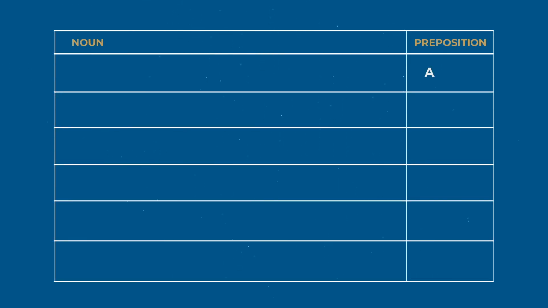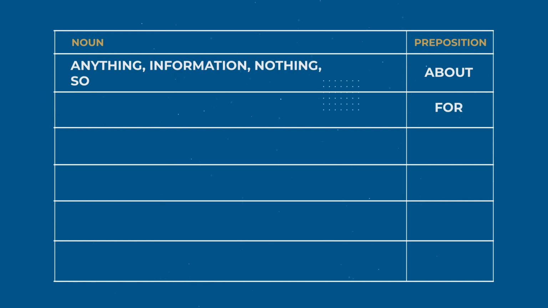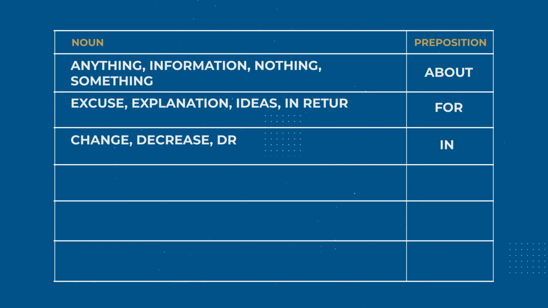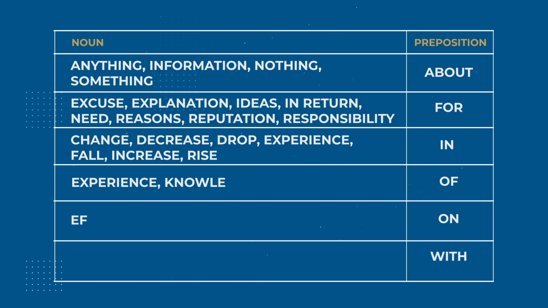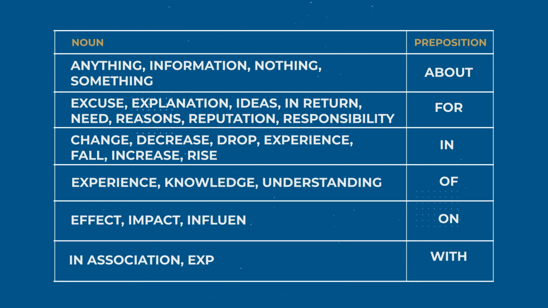Now, we also have nouns which form a group or which collocate with particular prepositions. So, nouns like anything, nothing or something always go with about. Tell me anything about the course. I have no idea, or I have nothing to say about this course. So, we form a collocation with it.